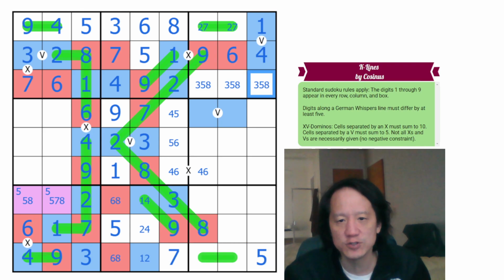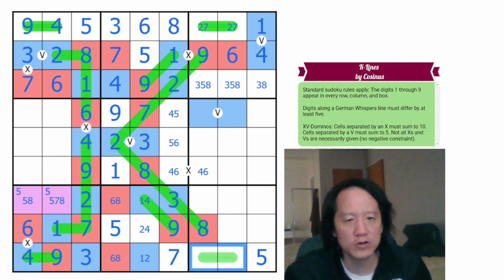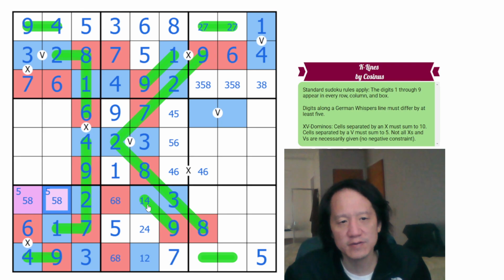So this is 5, which means this cannot be 5. This has to be 1 or 2 with 6 or 8. But 8... Oh, this can't be 7. Okay, so this becomes a 5-8-5-8 pair. That's probably easier. Because this is a 5-8-5-8 pair in row 7, the rest of the row cannot contain 5 or 8. So therefore, this must be 6, this must be 8.